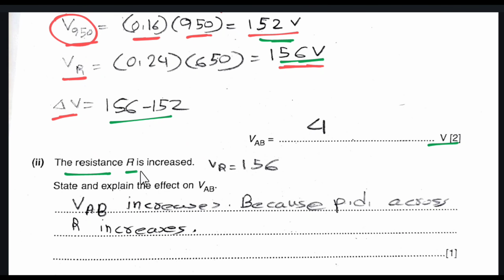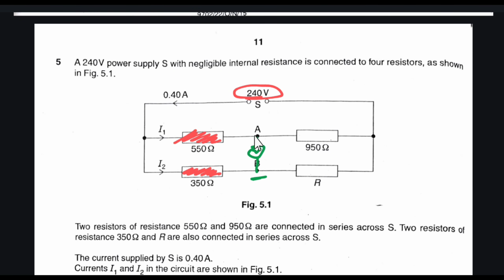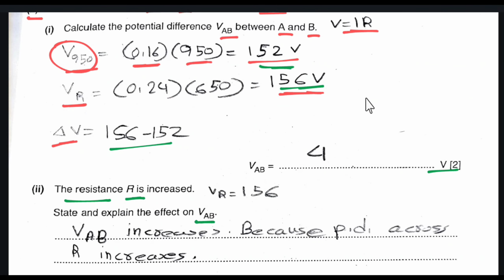The resistance of R is increased. Study and explain the effect on VAB. So this is VAB, that is the difference in the potential between this resistor and this resistor, and the resistance of R is increased. As the resistance is directly proportional to voltage, if the resistance of R is increased, that means the potential difference across R also increases. So this value would also increase.